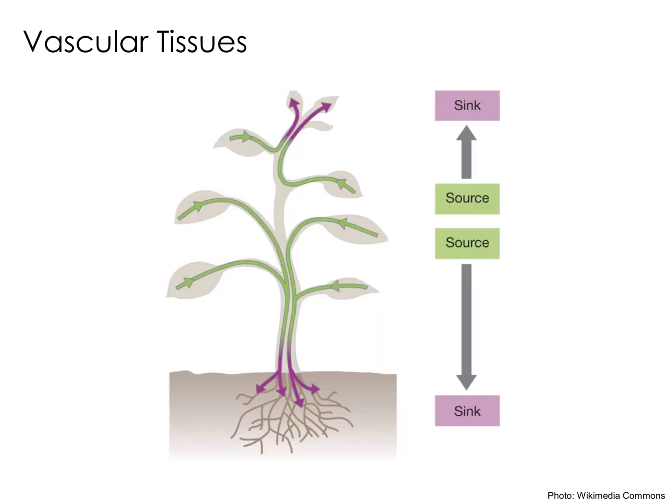The other vascular tissue is the phloem, and unlike the xylem, which moves water and minerals in one direction, upward, the phloem can move sugars in both directions. So this is going to transport sugars and also amino acids from their source, where they're made, to other locations of the plant where they are needed. For example, roots, and sometimes to places like flowers.